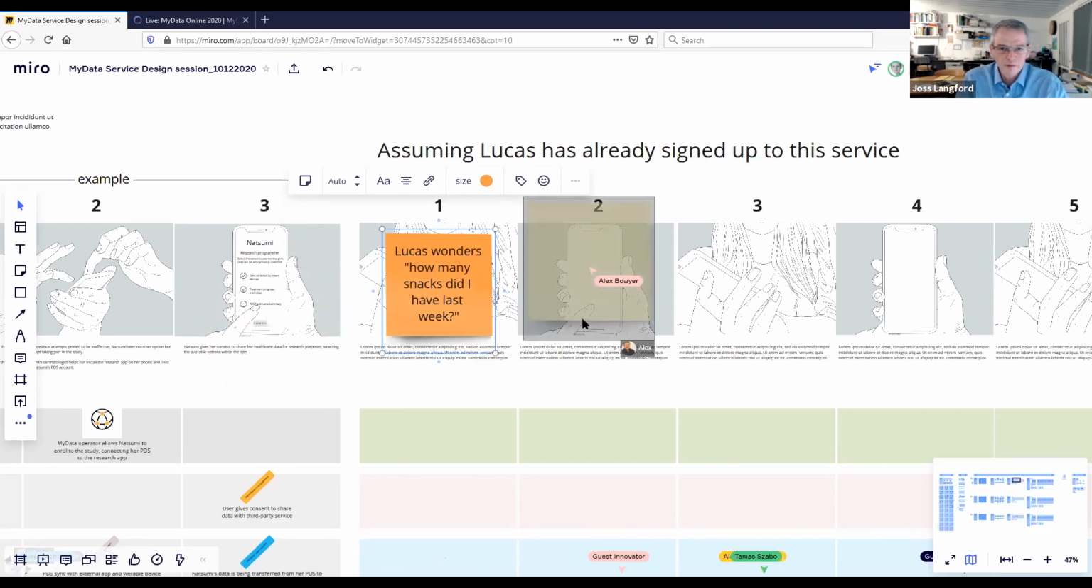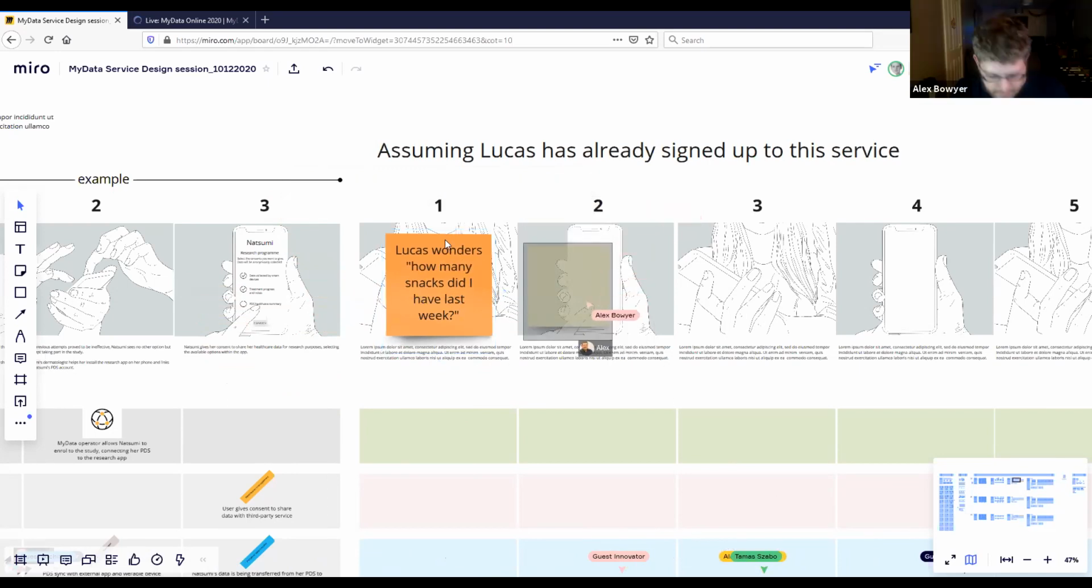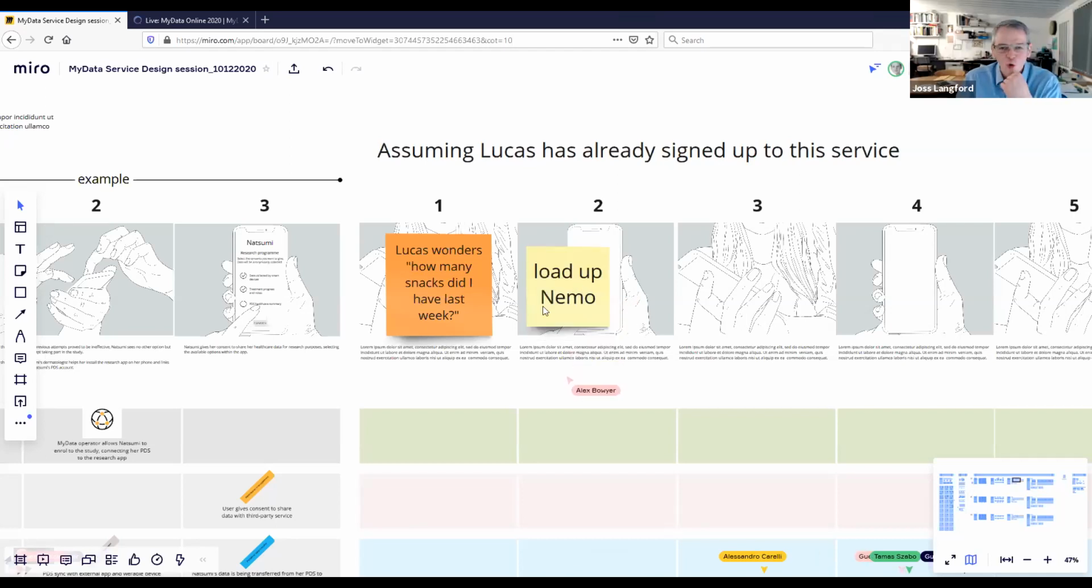Okay, brilliant. So then he would load up Nemo. So Nemo's already installed on his phone. Yeah. So they're going to, brilliant. Okay.